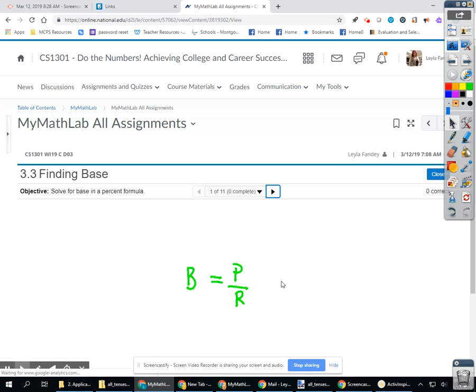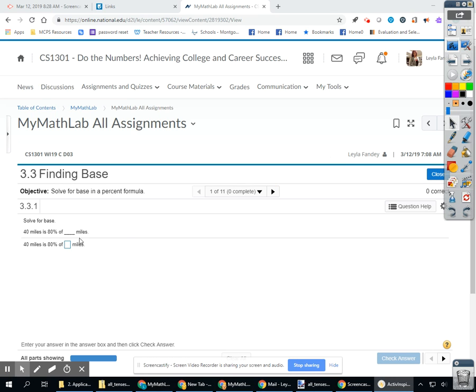Finding the base, this one right here. 40 miles is 80% of what? My formula is base is part over rate. My part is 40. My rate is 80%, which as a decimal would be 0.8. And I divide and I will get my answer. As simple as that.